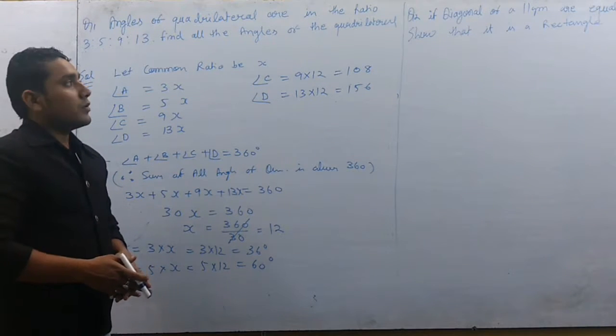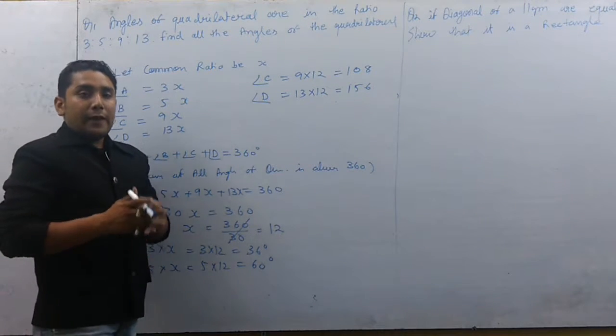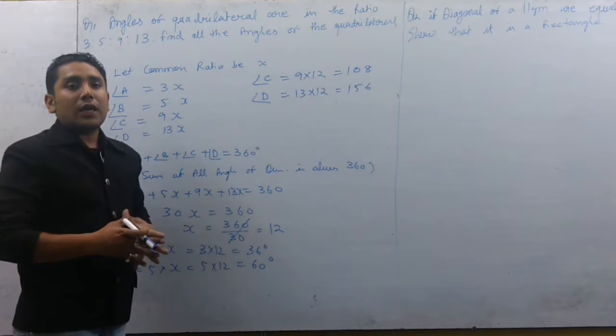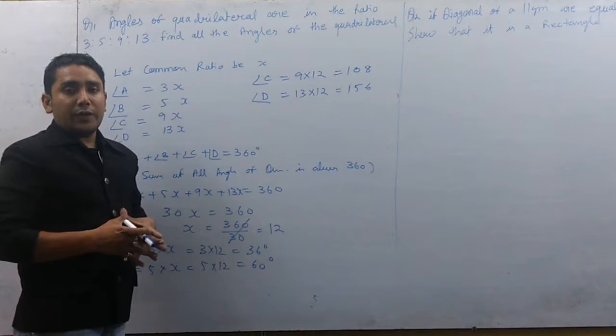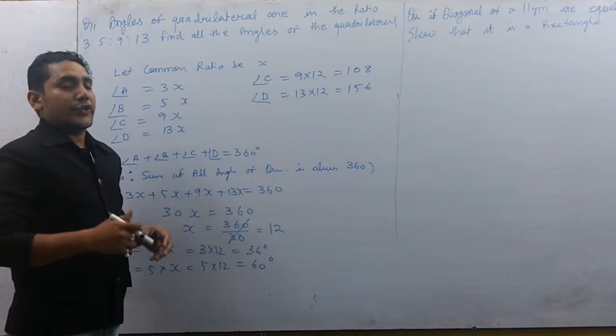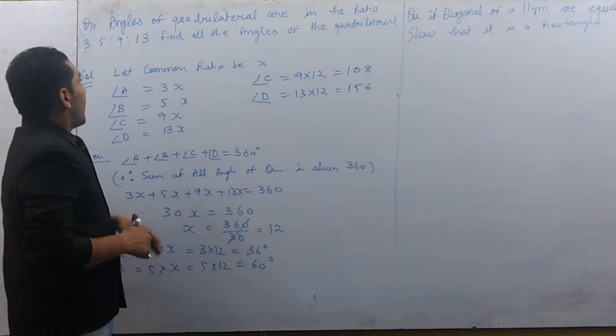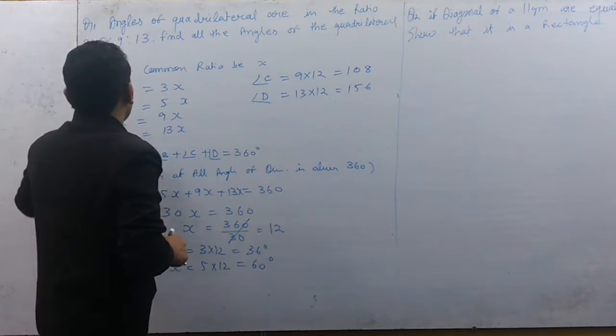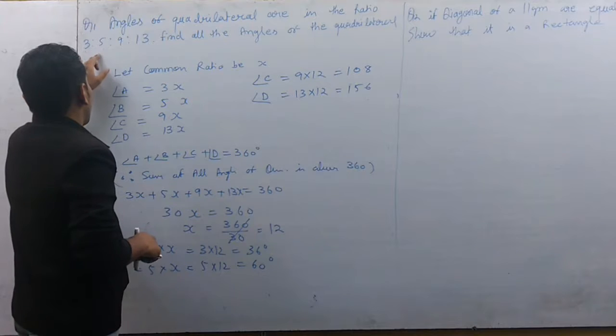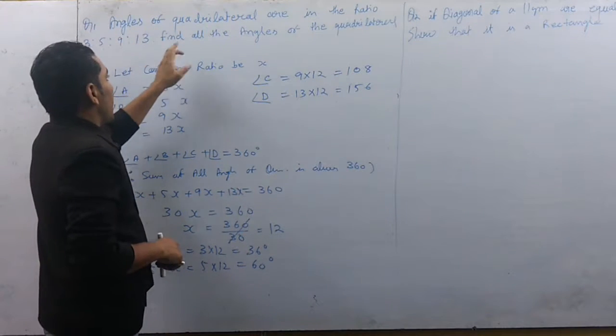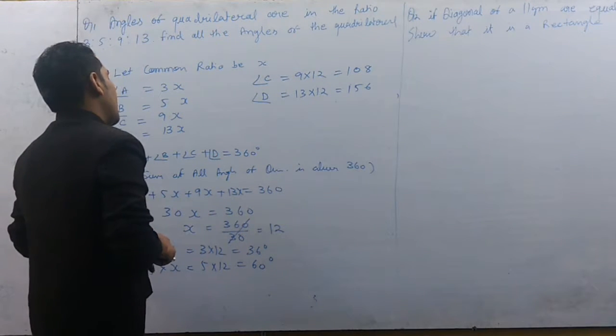हेलो स्टूडेंट्स, चलिए शुरू करते हैं। NCERT 9th class, Quadrilaterals chapter, first exercise, first question: the angles of a quadrilateral are in the ratio 3:5:9:13. Then find the angles of the quadrilateral.